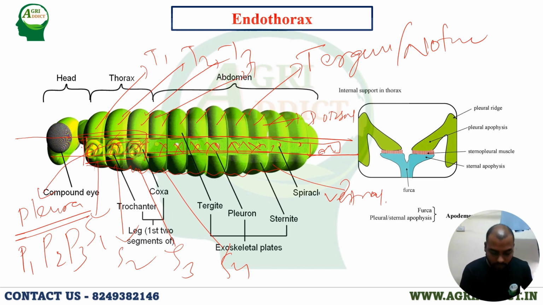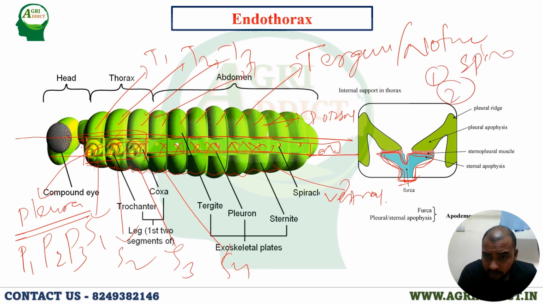And I have told you before also, this is a furca-like structure. You see, this is a furca. This is a Y-like structure in case of sternite. So two main things you have to remember. One is what is spina. Spina is the connecting structure between the basisternum and the sternum. And this is a Y-like structure. This is called furca also.